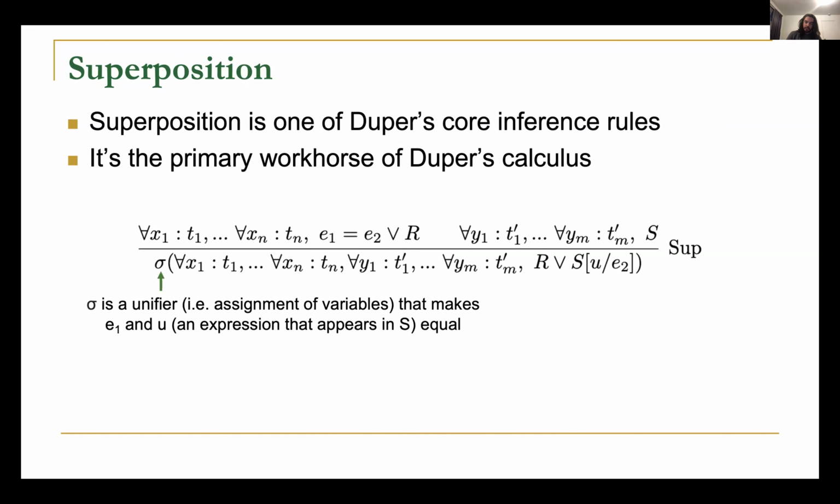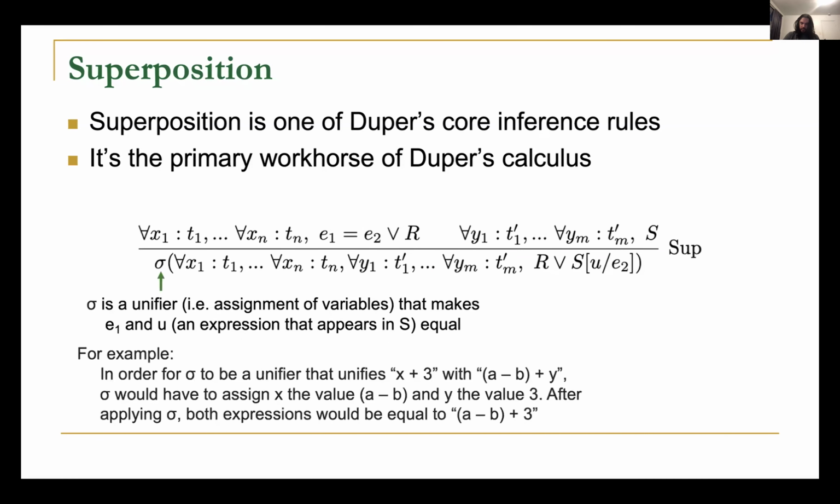The conclusion produced by this rule is wrapped in this unifier sigma. Sigma is an assignment of variables that makes E1 and U, an expression that appears in S, equal. To give an example of what I mean by that, suppose we have expressions x plus 3 and a minus b plus y, and we want sigma to be a unifier that makes them equal. In order for sigma to make these expressions the same, sigma would have to assign x the value of a minus b and y the value of 3. Then, after applying sigma, both expressions would be equal to a minus b plus 3.